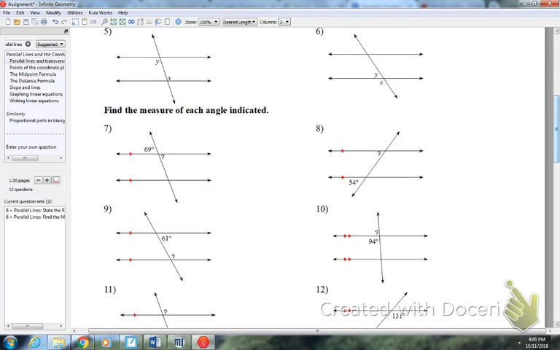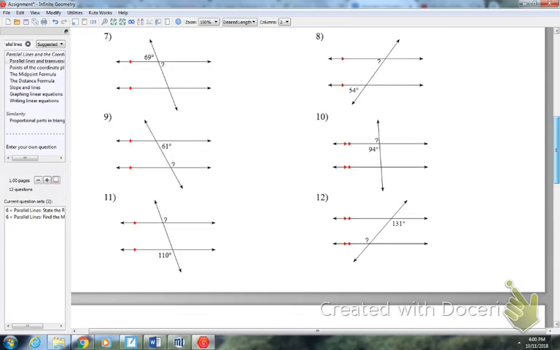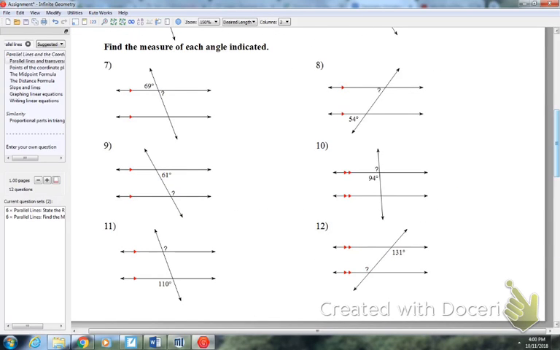Okay, so just bear with me as I'm dealing with the computer here, trying to get it to scroll. Okay.